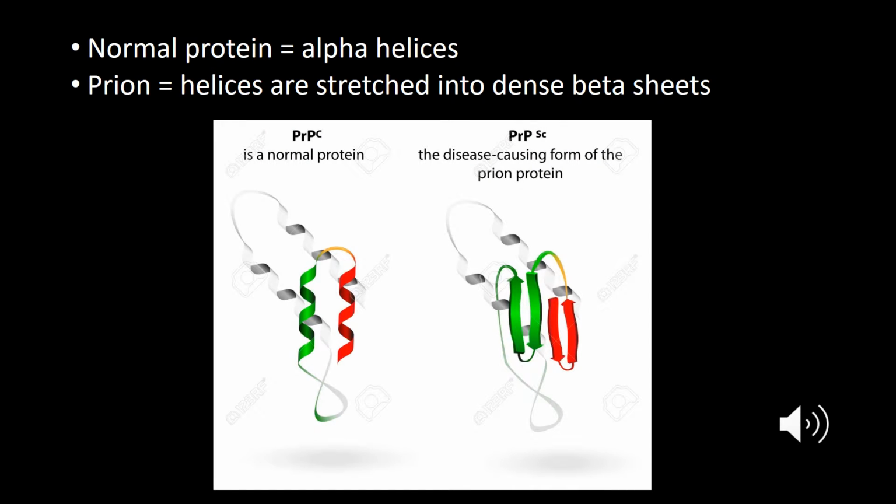So here I have a little illustration of a prion compared to a protein. Now, as we can see, on the left is a regular protein, and you can see with the green and the red, it's going to be like alpha helices. And then the prion is going to be stretched, really dense beta sheets. So that is the physical characteristic of a prion. So that's going to encompass mad cow disease, that it has these little sheets instead of being coils.